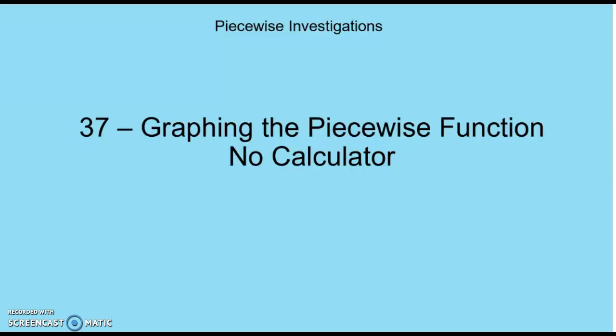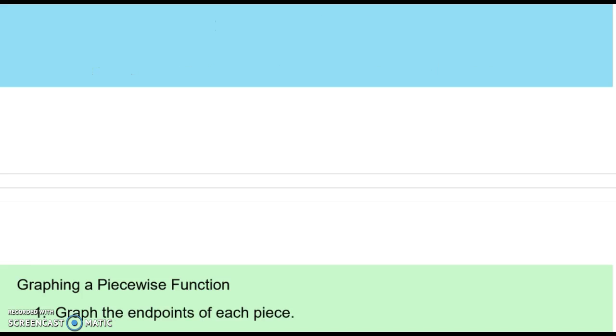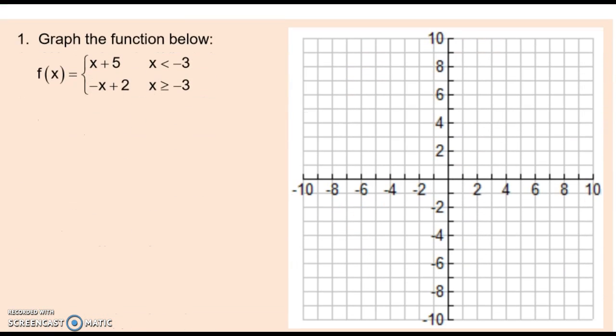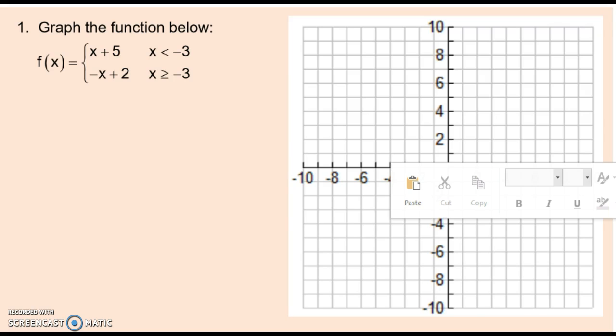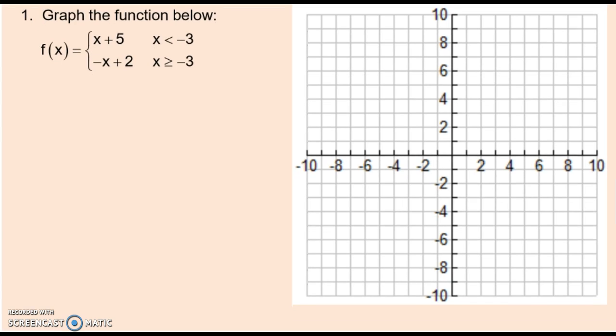Today we're going to talk about graphing piecewise functions without the use of a calculator. So here we have a piecewise function defined as two pieces. f of x equals x plus 5 when x is less than negative 3, and f of x equals negative x plus 2 when x is greater than or equal to negative 3.